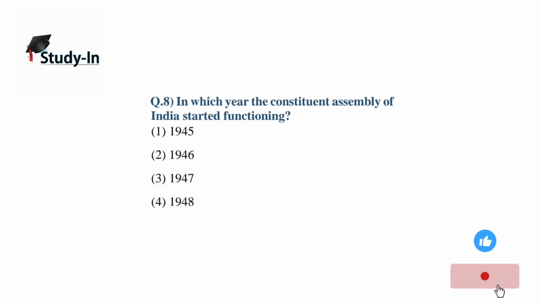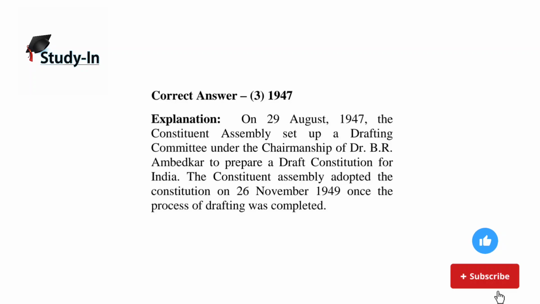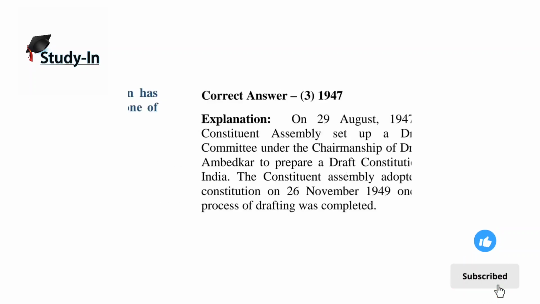In which year the Constituent Assembly of India started functioning? Option 1 1945, 1946, 1947, or 1948. The correct answer is 1947. On 29th August 1947, the Constituent Assembly set up a drafting committee under the chairmanship of Dr. B.R. Ambedkar to prepare a draft constitution for India. The Constituent Assembly adopted the constitution on 26 November 1949 once the process of drafting was completed.